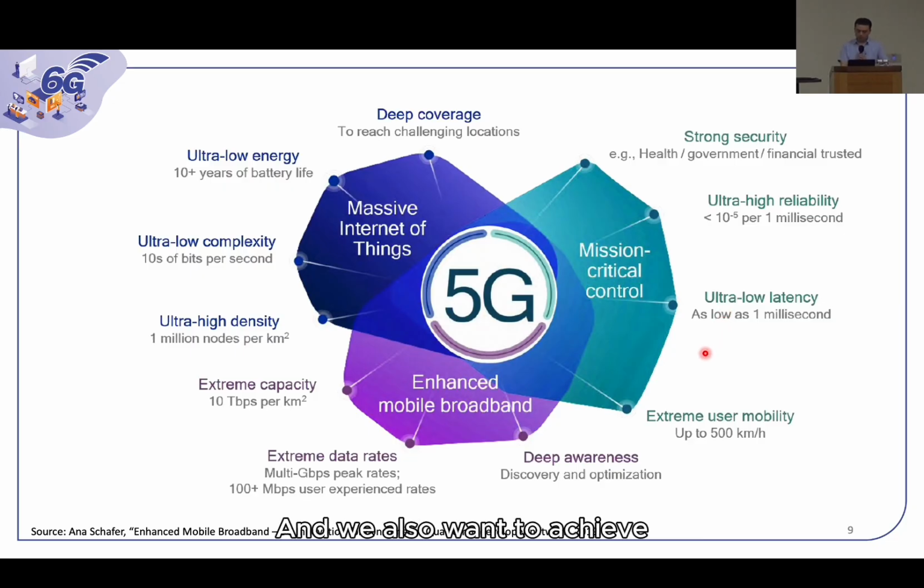Okay, and we also want to achieve the extreme user mobility. This is like nowadays you can see that once you are on a high-speed train, actually the network will suck. Okay, so this is because current cellular infrastructure is not able to support that high speed. But for the 5G network, we expect that we can support the speed up to 500 kilometers per hour. So then if we have this real 5G network infrastructure, we can have a good network quality on the high-speed train.